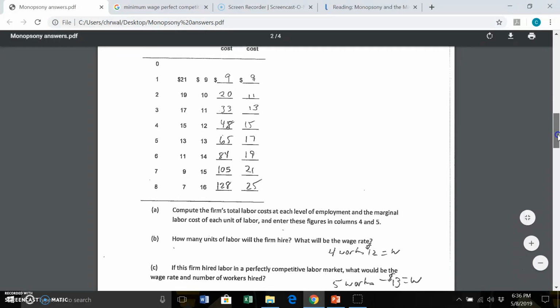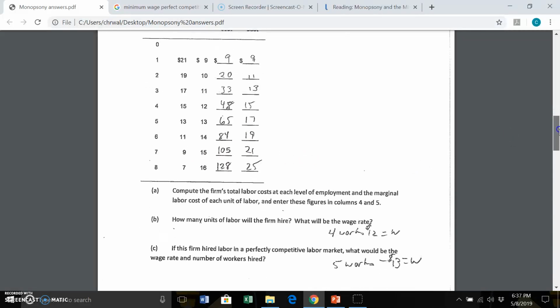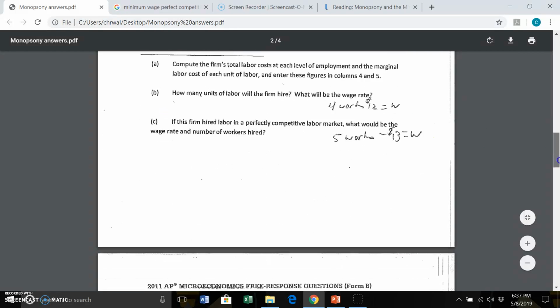How many units will the firm hire, and what will be the wage rate? If I look at this as a monopsony, I know that MRP and MRC are equal at 15. If this is a profit maximizing monopsonist, they'll hire 4 workers. What will be the wage rate? It'll be $12. If this was perfect competition, they would not have this marginal resource cost. The labor cost would not exist, and we would just be using the demand and the supply curve. The wage would be 13, and the quantity of workers hired would be 5.